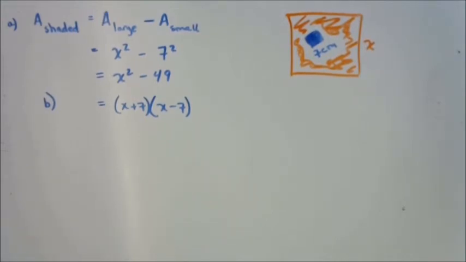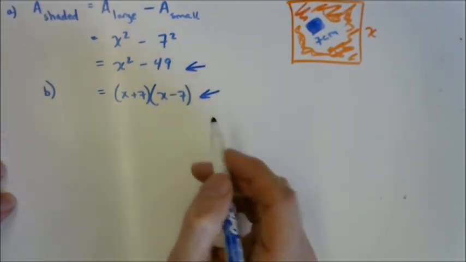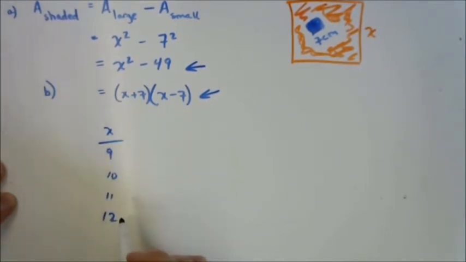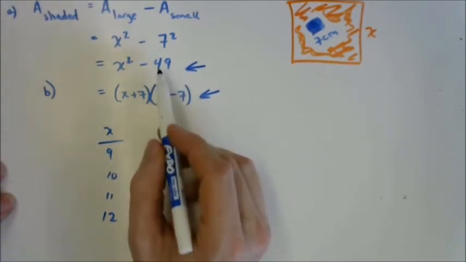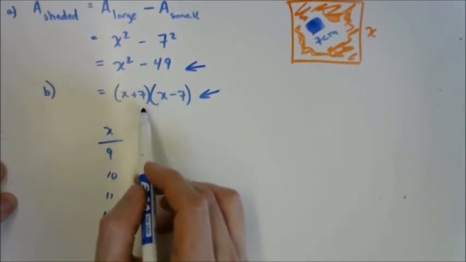So that's factored. And then C says use both forms of the equation to calculate the area for x values of 8 centimeters, 9 centimeters, 10 centimeters, 11 centimeters, 12 centimeters. You're not going to do that, but if you had to guess, which one is easier to use if you're doing mental math? So you can use this form or this form, and you need to test for values of x equals 9, 10, 11, 12. Which form of the equation do you think would be easier to use? This one with a difference of squares, or this one with the product of a sum and a difference?